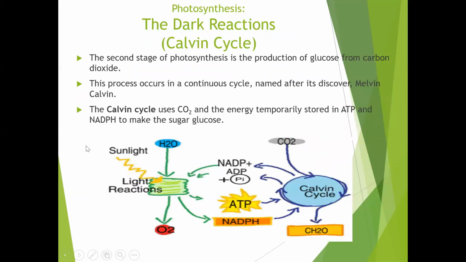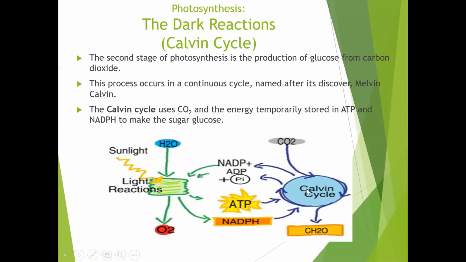Now we're going to head into our dark reactions. So we're going to take our products from the light reactions, which is the ATP and the NADPH, and we are going to add in our carbon dioxide. Now, the dark reactions, or light independent, or the Calvin cycle, they're all exactly the same thing. What's going to happen in this reaction?